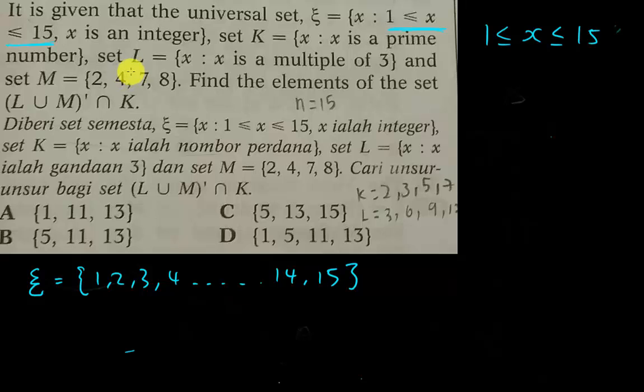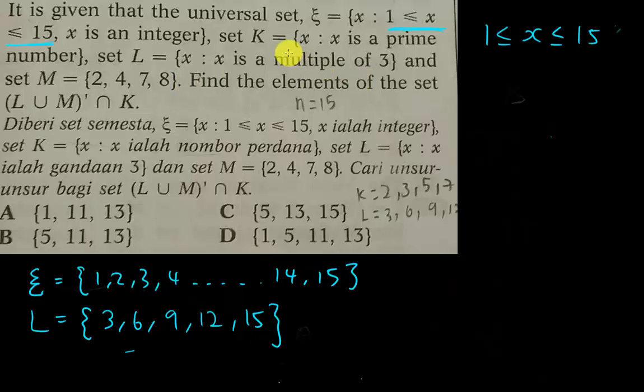Alright, and then the question says set L is the multiples of 3. So if I do the set L, since it's multiples of 3, I will write all the multiples of 3, which is 3, 6, 9, 12, 15. I will not go to 18 because the universal set tells me it only stops at 15. So this is my L.